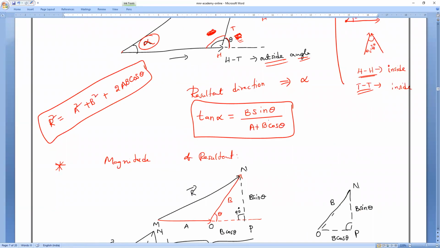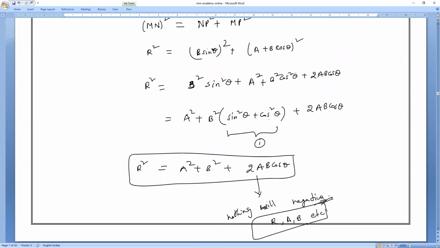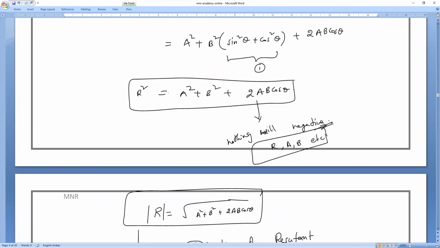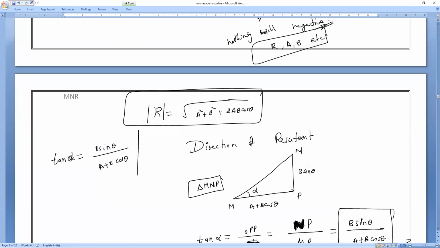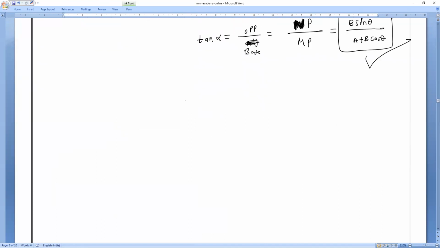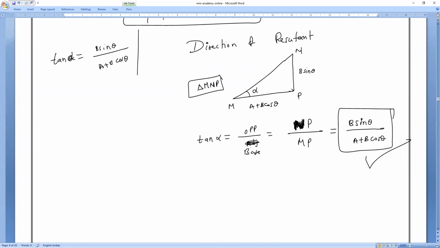So for the triangle law of vector addition, what is the formula? The resultant vector: R square is equal to A square plus B square plus 2AB cos theta. And magnitude R is the root of A square plus B square plus 2AB cos theta. And the direction alpha: tan alpha is opposite divided by base, NP divided by MP, so B sin theta divided by A plus B cos theta. So this is all about the triangle law.